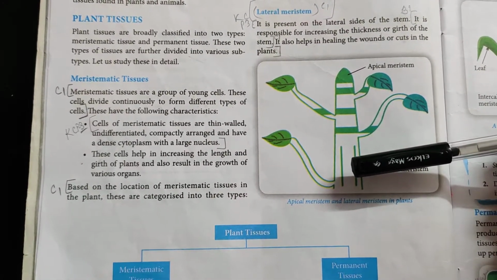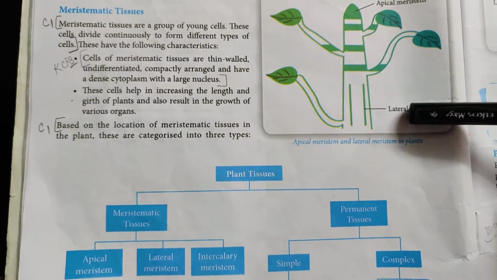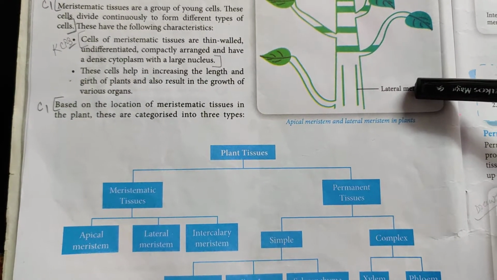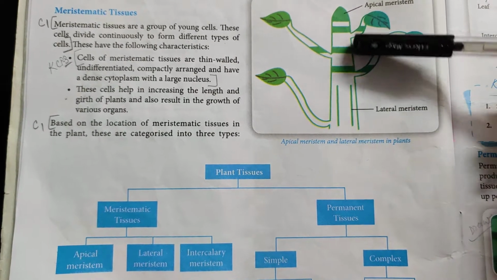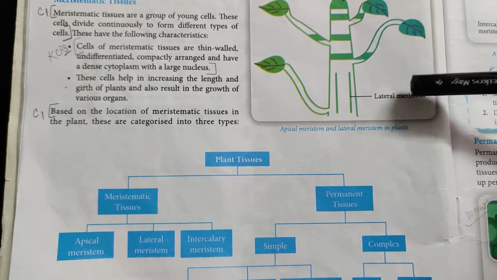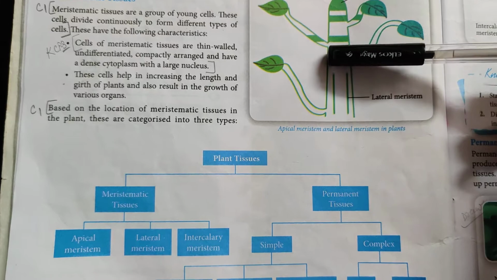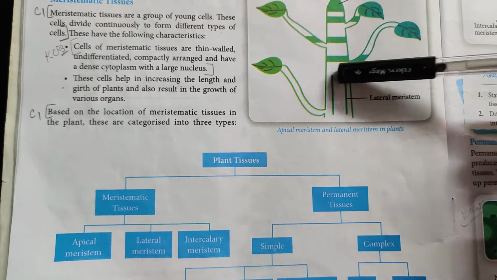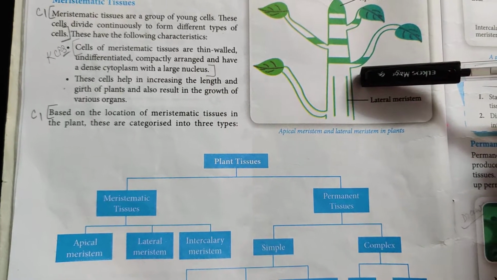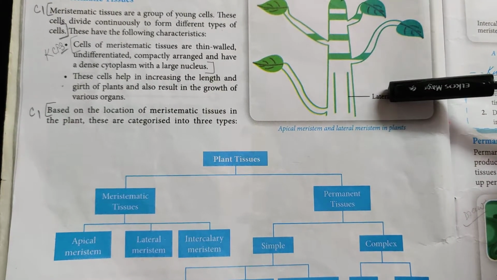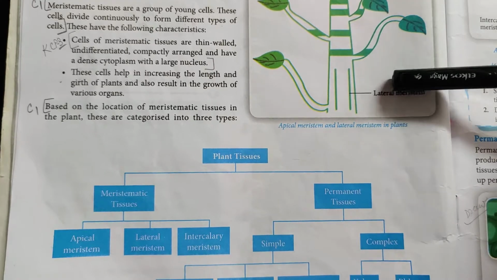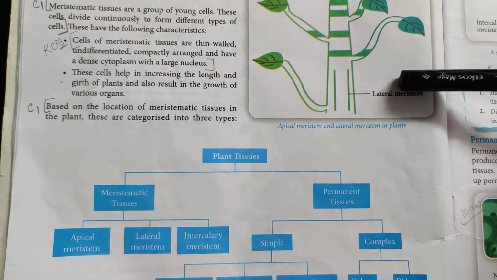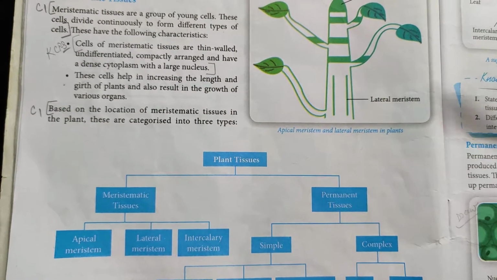these parts. Lateral meristem, lateral means sides. So the lateral meristem is present on the lateral side of the stem and it is responsible for increasing the girth of the plant. It has got one more work. It also helps in healing the wounds or cuts in the plant.